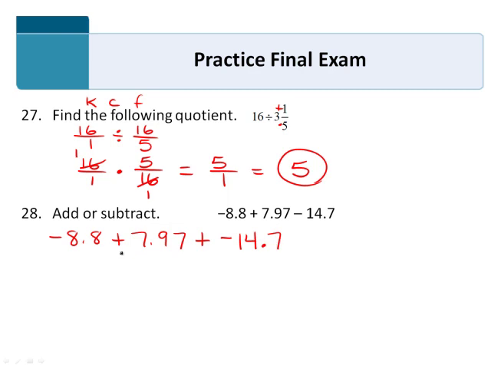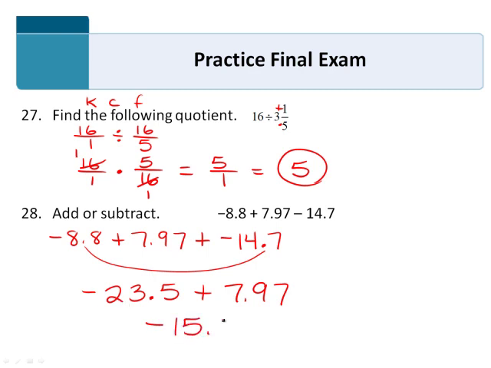Okay, so I think what I would do at this point is I would add my two negatives. I have 8.8 and I'm going to add 14.7, and that's going to give me a negative 23.5, okay, plus 7.97. I just bring that down. So now you have a negative and a positive. So the rule is you have to subtract and keep the sign of the bigger number. So when you do that, you're going to have a negative because the 23 is bigger, and you're going to get 15.53. Okay?